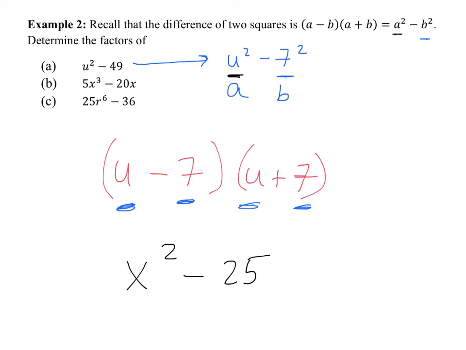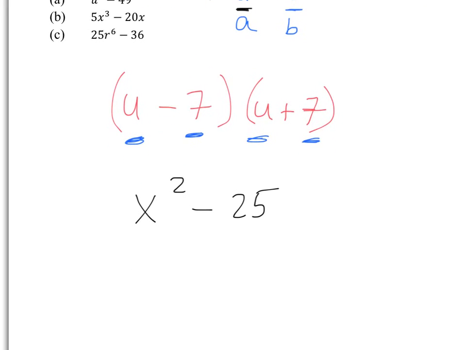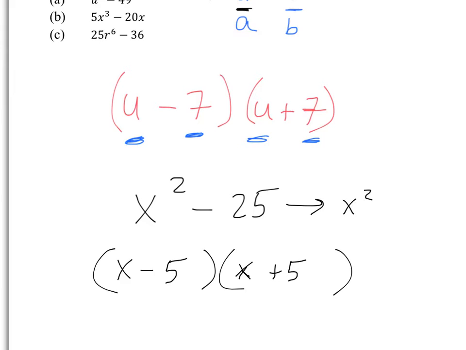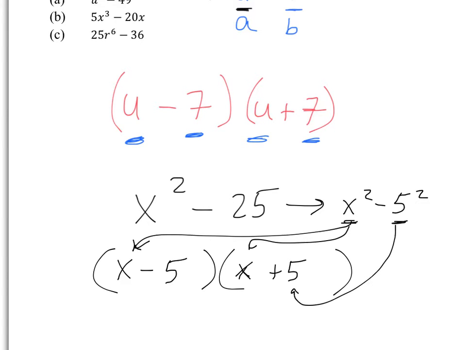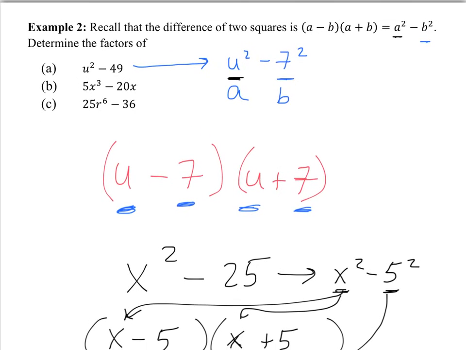What would that one look like if I were to factor this one? Ben, what do you got? X minus 5 times X plus 5. Yeah, and we see again, they're squares, so we just look at the square roots of them. So we think about this as X squared minus 5 squared, really. So this is A, and this is B. This goes in for A here and here, and this goes in for B here and here. And I literally just apply the rule at the top of the page up there. A minus B, A plus B.